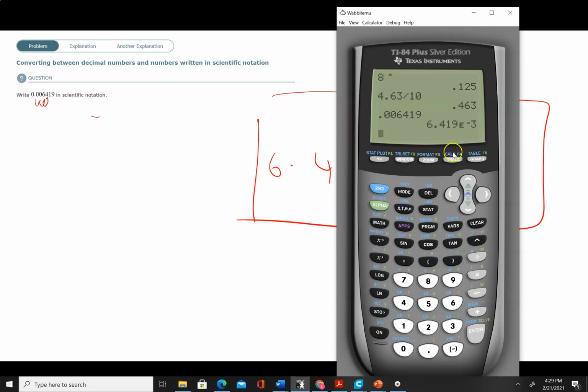And that's really cool. Now see how the calculator displays scientific notation. It doesn't write 6.419 times 10 to the -3. It writes 6.419 E minus 3. So that takes a little bit of getting used to. That E means times 10 to the power of.